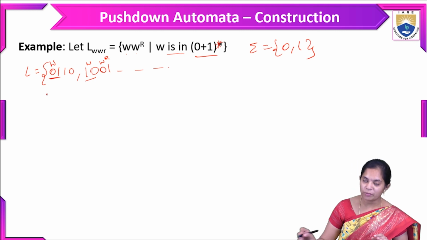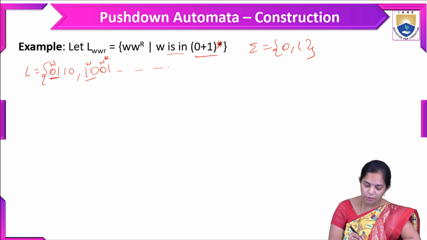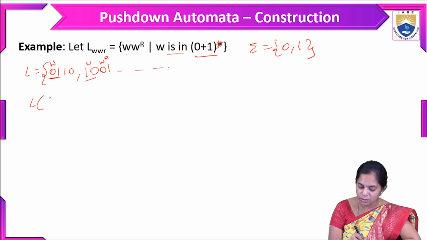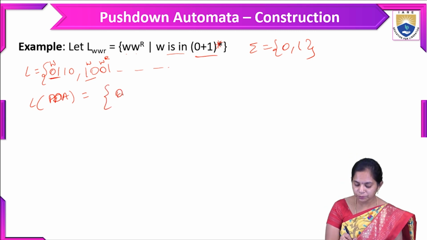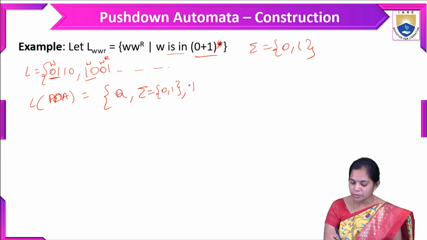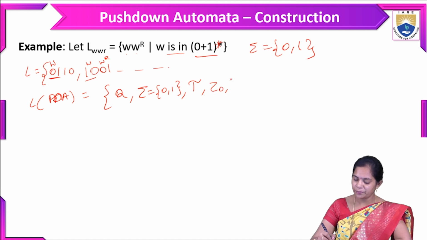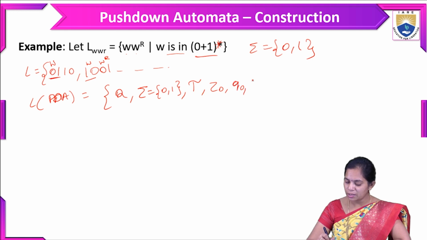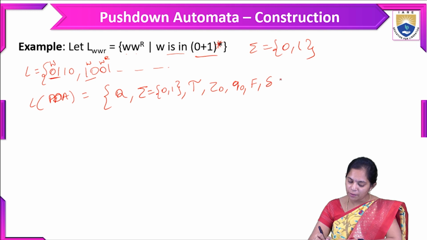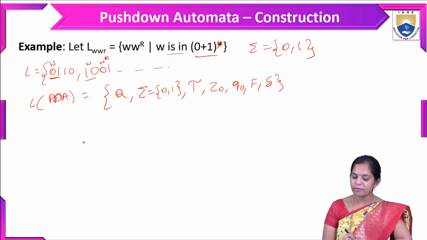For this we have to construct a pushdown automata. We have to write the PDA, which has the 7 tuple notation. In that, Q is the set of states, sigma equals 0, 1, and the stack symbols are 0, 1 and Z0 also included, where Z0 is the initial stack symbol. Q0 is the initial state and F is the final state. And next, the transition function on the top of the stack symbols. These are all the definition of pushdown automata.